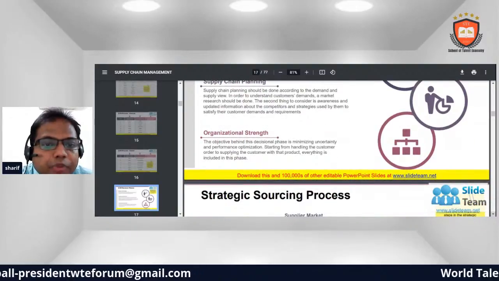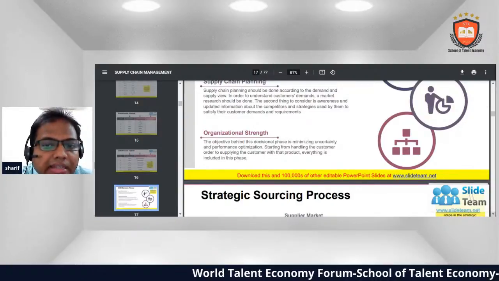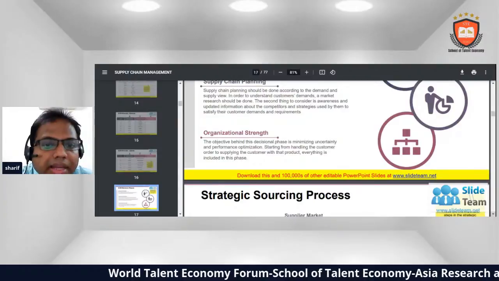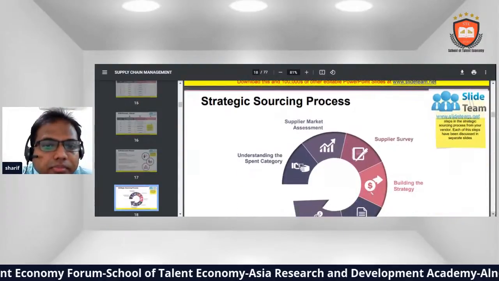Organizational strength. The objective behind this decision phase is to minimize uncertainty and optimize performance, starting from handling the customer order to supplying the customer with the product. Everything is included in this phase.